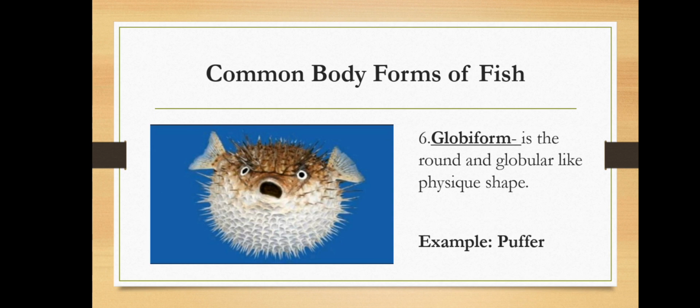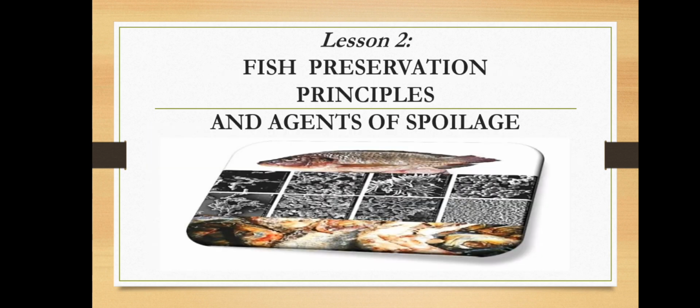It refers to a round and globular physique shape, and an example of a fish exhibiting this body shape is the popper. Poppers are known for their ability to inflate into a ball-like form as a defense mechanism, showcasing their round and globular adaptation.